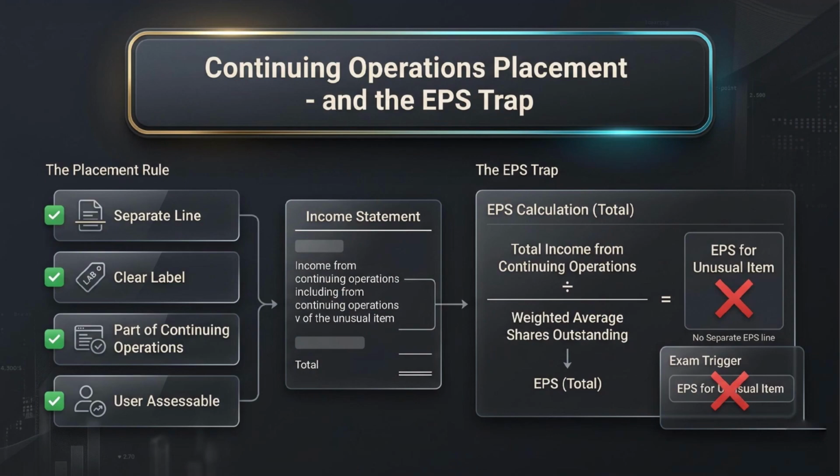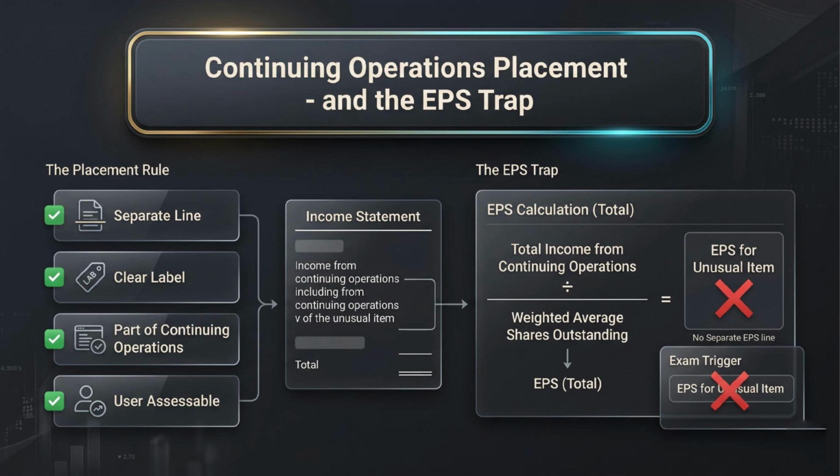Unusual or infrequently occurring items are presented as a separate component within income from continuing operations. They are not removed from the income statement. They are not pushed below continuing operations as a separate category. Under current US GAAP, the old extraordinary item category no longer exists.